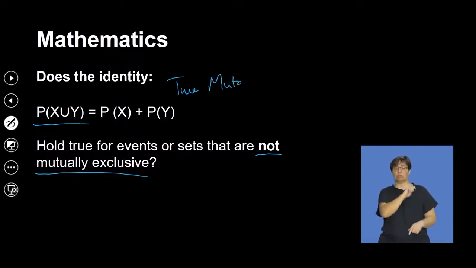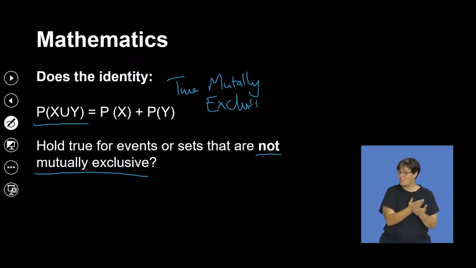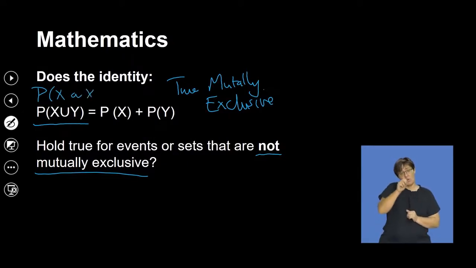If they are mutually exclusive, there's no intersection, and we recognize that we can take the probability of the individuals and add them together, and we'll get the probability of X or Y.